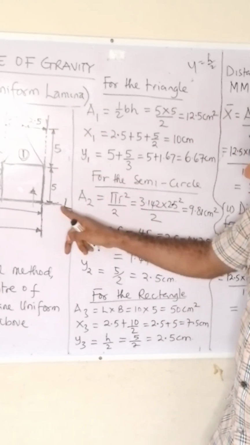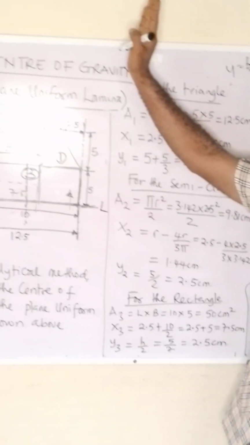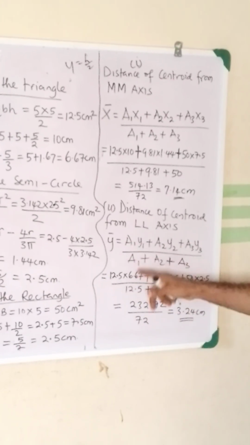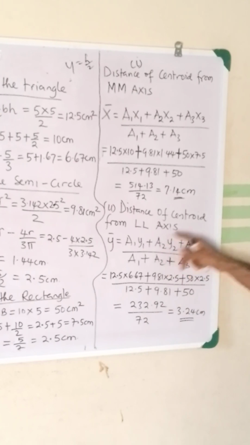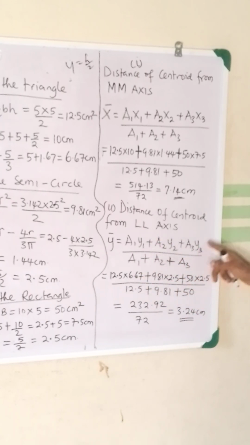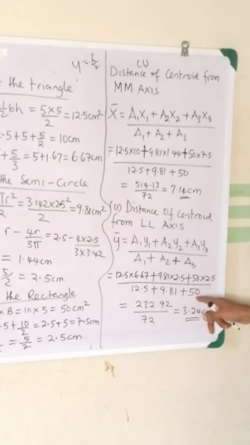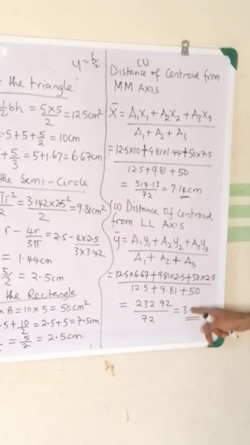So let's look at the distance of centroid from the LL axis. This is the LL axis, and in the LL axis the reference point is here, so we are going up in the Y direction. And so we still do the same thing: the centroid in Y will be equal to A1 times Y1 plus A2 times Y2 plus A3 times Y3, divided by A1 plus A2 plus A3. When we bring in our values of A and Y1, A2 and Y2, A3 and Y3, and divide, the answer will be 3.24.